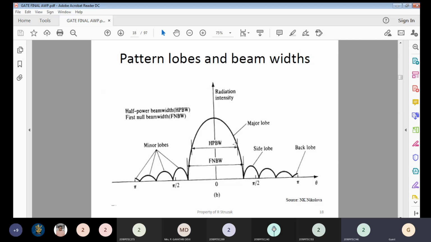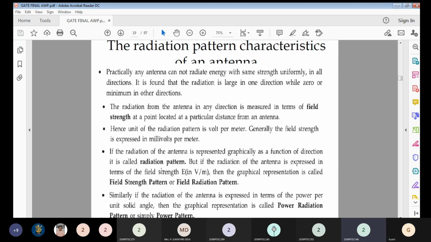Okay, can you understand this one? In pattern lobes and beam width, we can understand these many concepts. Definitely you will get a question from this concept. In the case of antenna radiation lobes, we have two different beam widths, half power beam width and first null beam width. Okay, next one.